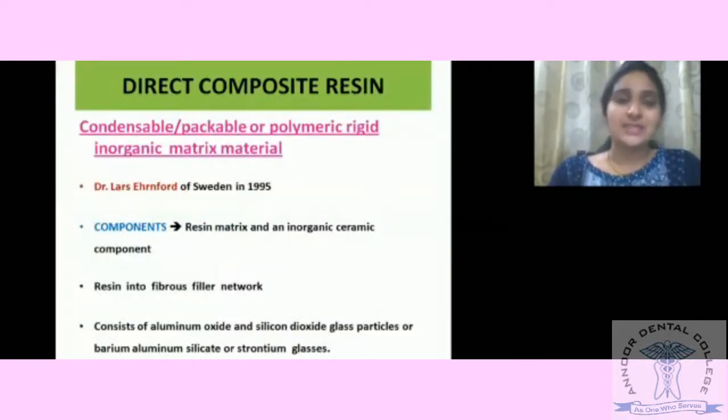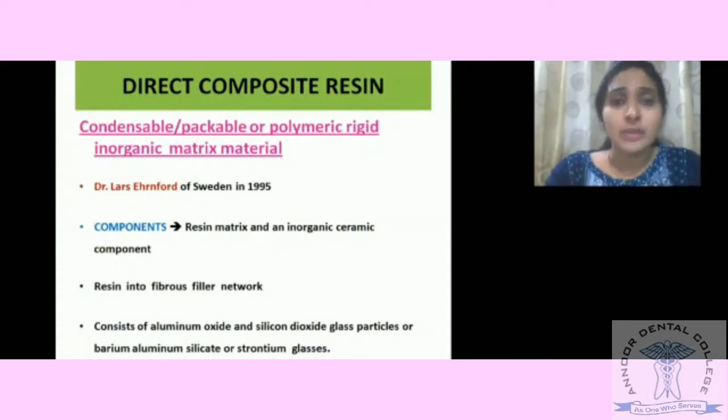Direct composite resins. It includes condensable or packable or polymer rigid inorganic matrix materials. The components include resin matrix and inorganic ceramic component. Normally in a composite, the filler particles are incorporated into the matrix, whereas in packable or polymeric rigid inorganic matrix material, the matrix is incorporated into the filler component. So the resin is incorporated into the fibrous filler network.